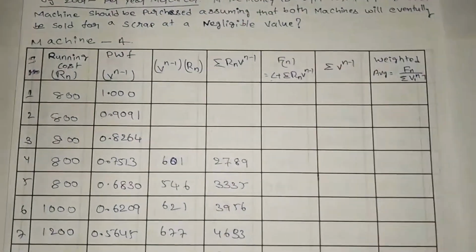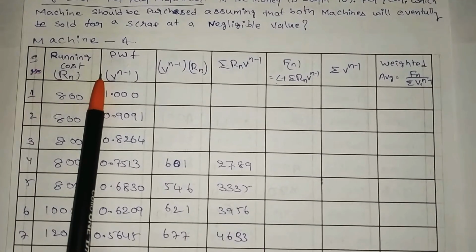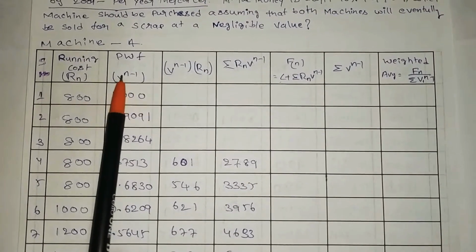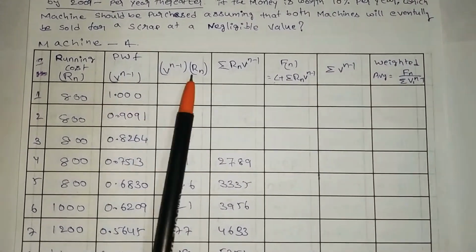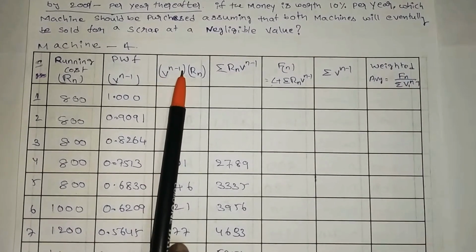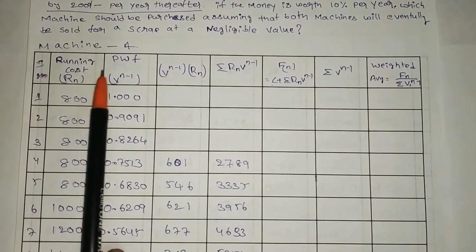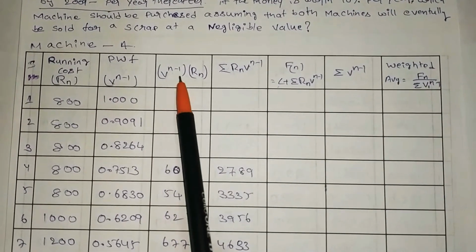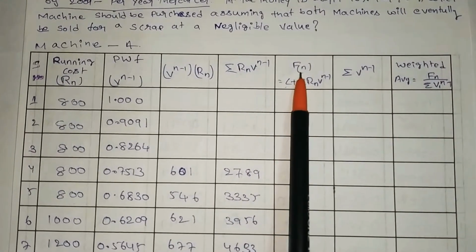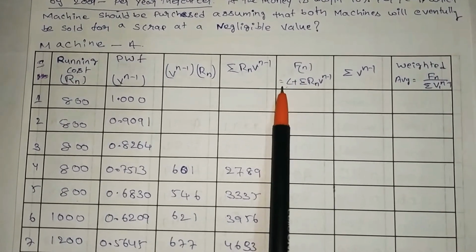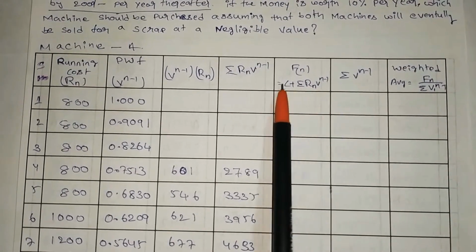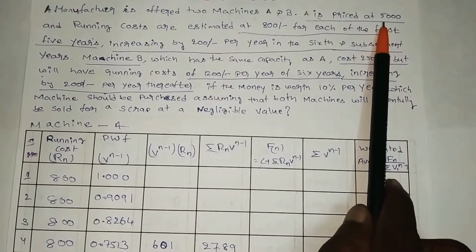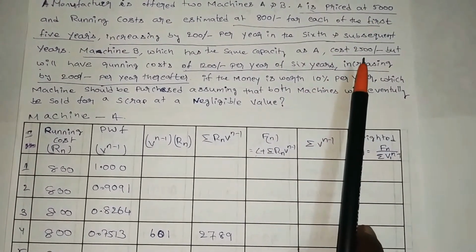First step, draw the table like this: serial number, running cost, present worth factor v power n minus 1. Here n is the year. The fourth column is v power n minus 1 into r, the product of column 2 and column 3. The fifth column is the summation of v power n minus 1 r. Fn, the functional cost, is equal to c plus sigma r v power n minus 1, where c is the cost of the machine. Machine A cost is 5,000, machine B cost is 2,500.